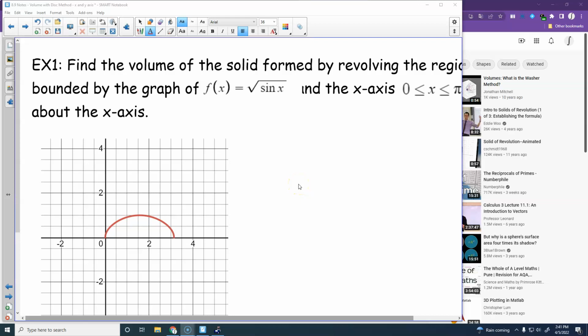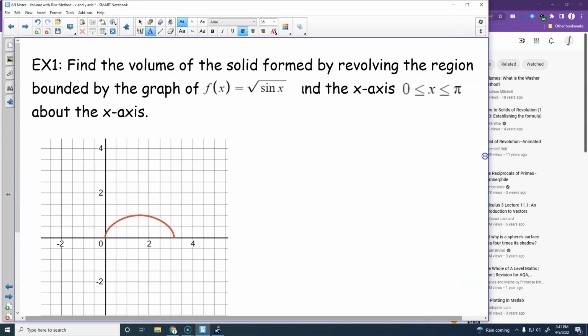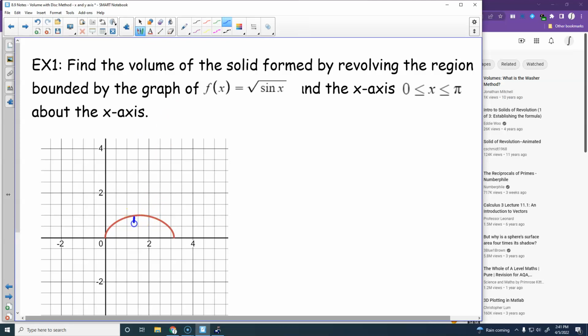Find the volume of the solid formed by revolving the region bounded by the graph of f of x equals the square root of sine x and the x-axis from 0 to pi about the x-axis. Okay, so what we have to think about doing here is we're taking a slice right here of this, and we're going to revolve that around the x-axis here to make a circle, right?